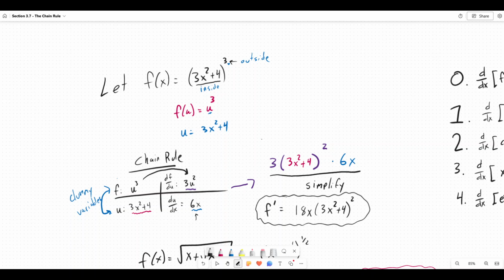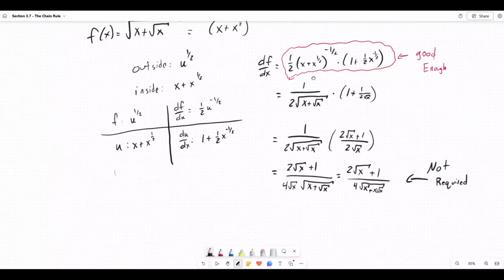So notice, df du is 3u squared, 3 something squared. And in purple, I wrote 3 parentheses squared. But instead of writing the letter u, I'm going to replace it with what I know u to be, which is 3x squared plus 4. That's what I found in red. And then, finally, we have to multiply it by du dx, which is this 6x term. Now, we can simplify by multiplying the 3 and the 6, and we get 18x times the quantity 3x squared plus 4, quantity squared. This is the derivative of f, and this is as simplified as it can be.